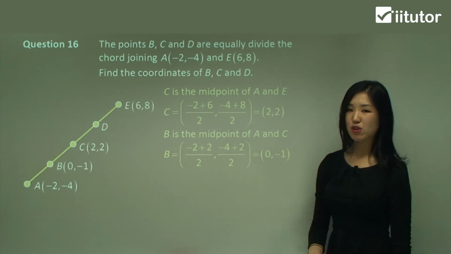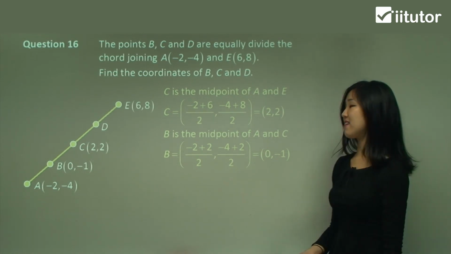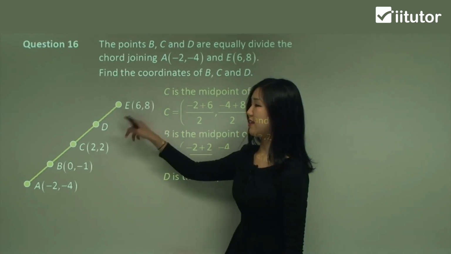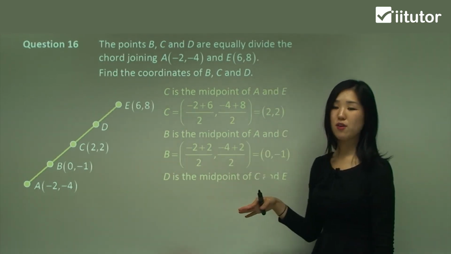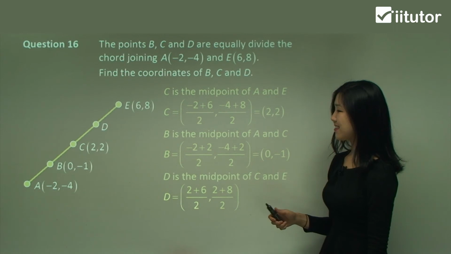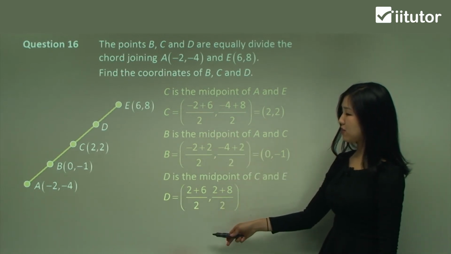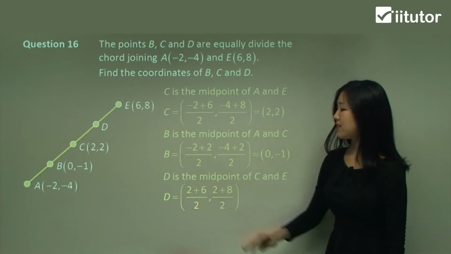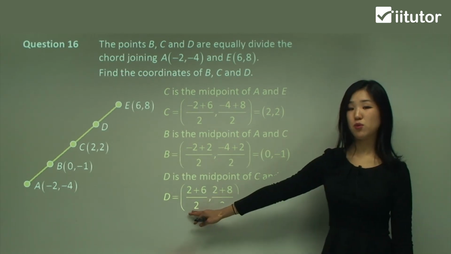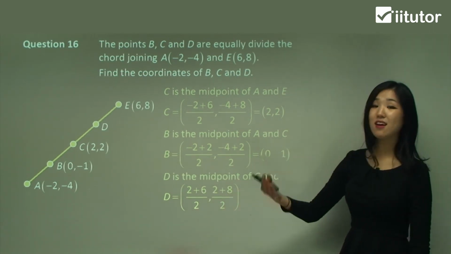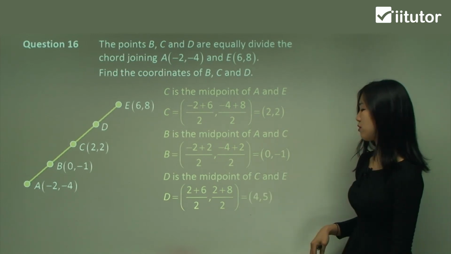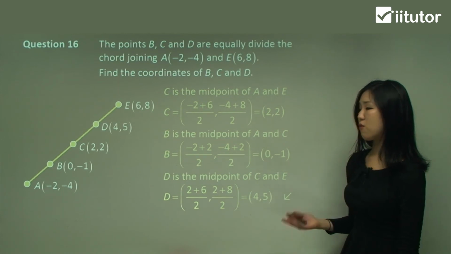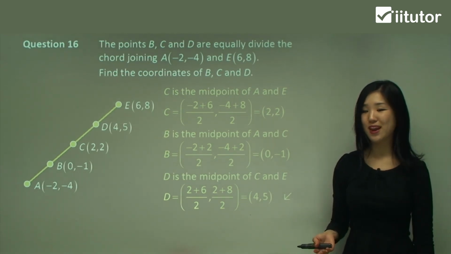Now, D should be very easy to find. D is the midpoint of C and E. Use the formula with those coordinates. Add the x's together, so 2 plus 6 divided by 2, and the y's, 2 plus 8 divided by 2. 2 plus 6 is 8, divided by 2 is 4. 2 plus 8 is 10, divided by 2 is 5. So (4, 5) is the final solution for D. That is my final point that I wanted to find.